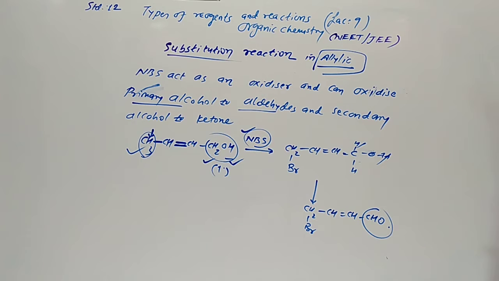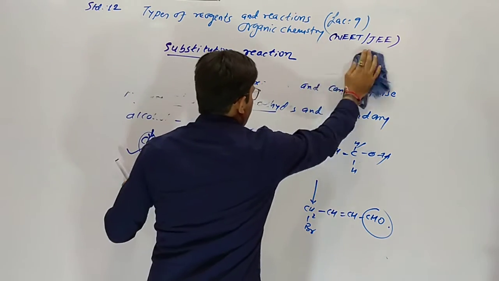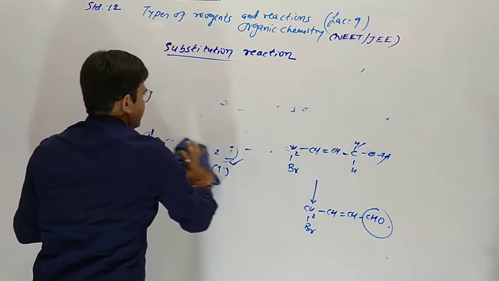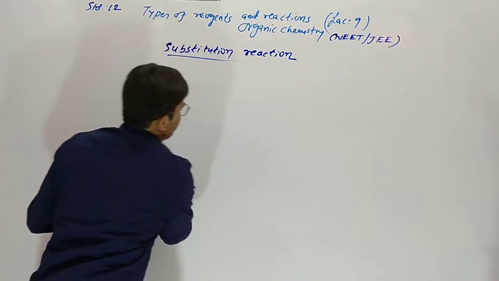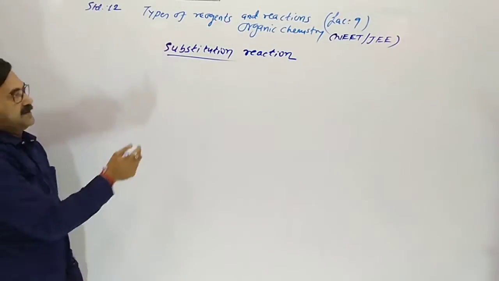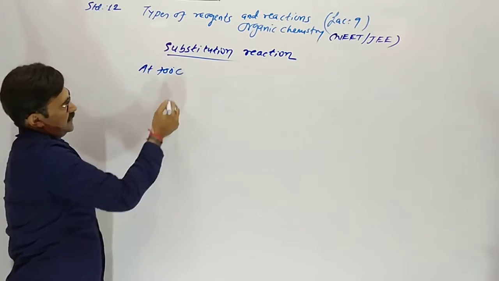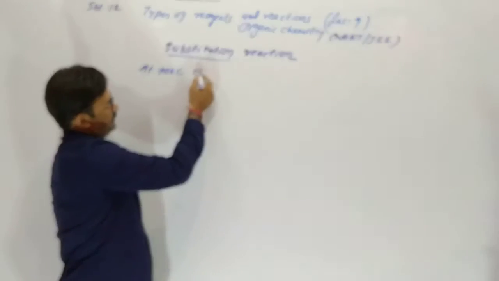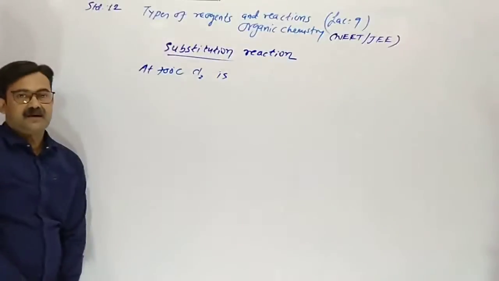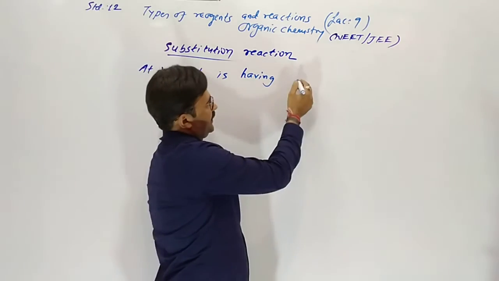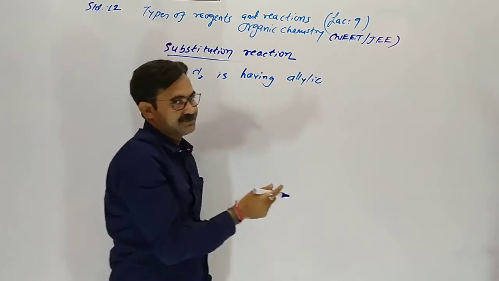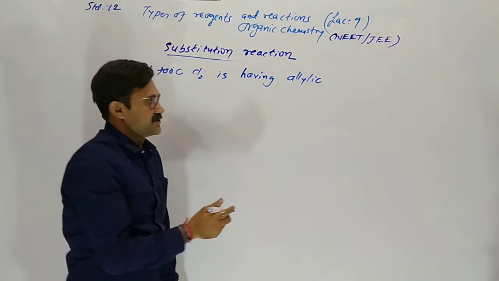Now reaction with chlorine at 700 degrees Celsius. Substitution reaction with chlorine at 700 degrees Celsius. At 700 degrees Celsius, chlorine gives an allylic free radical substitution reaction.